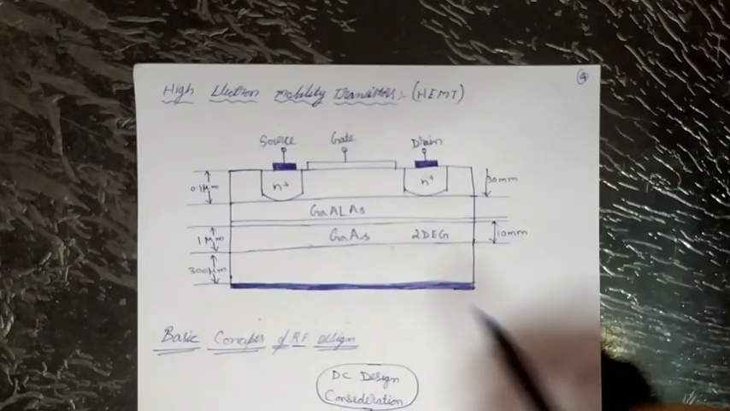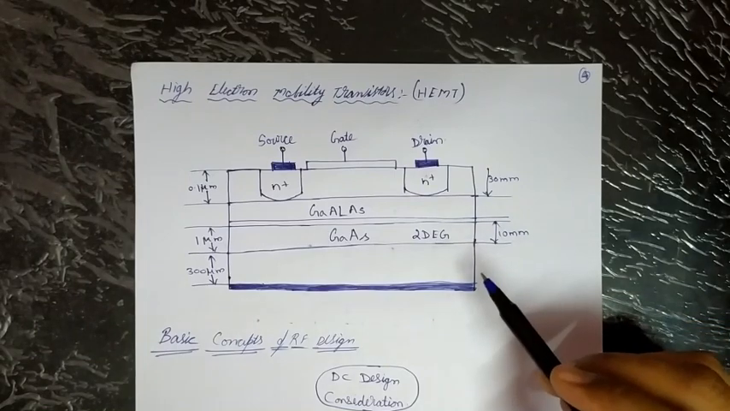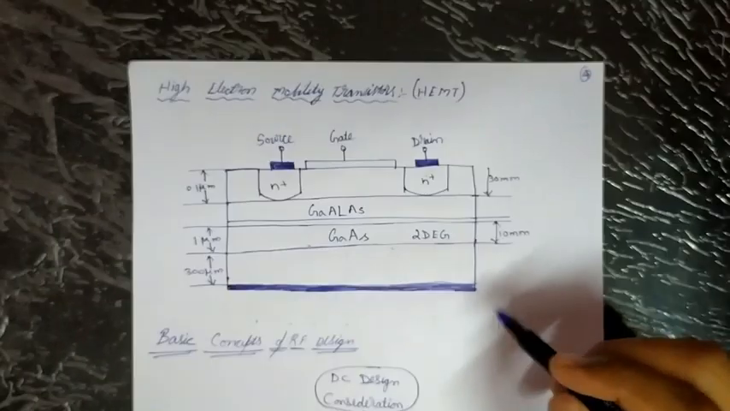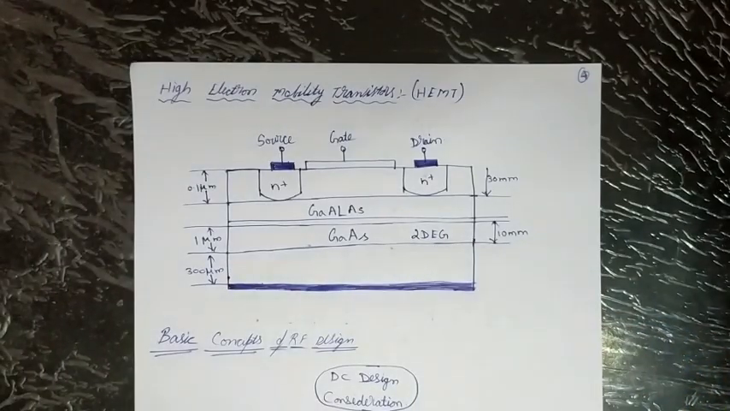Aluminum gallium arsenide as the n-doped semiconductor is followed by an undoped gallium arsenide spacer layer and a highly resistive semi-insulating gallium arsenide substrate.